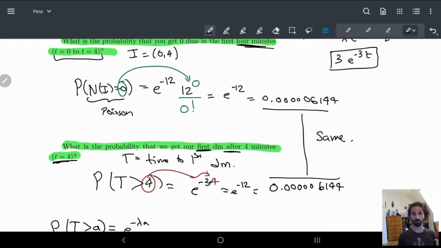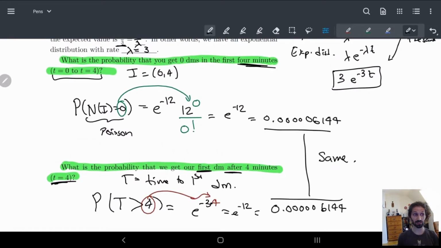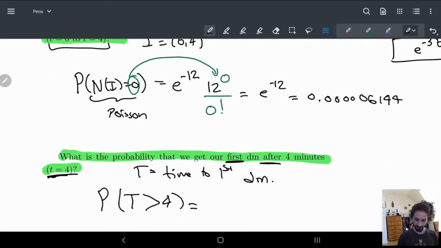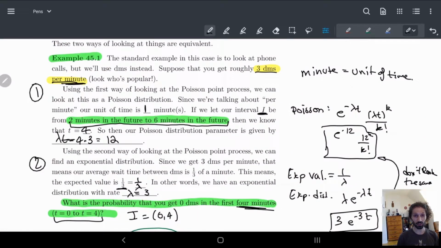Why? Well, let's think about this for a minute. Let's look at our two questions. The first one is saying, what's the probability you get no DMs in the first 4 minutes? And the second one is saying, what's the probability that you get your first DM after 4 minutes? Well, if your first DM is happening after 4 minutes, that means you've gotten 0 DMs in the first 4 minutes. These two questions are asking the same thing, but in two totally different ways. And that's why it makes sense that these numbers are the same. The difference is, and this is why I said these don't look the same, because they technically aren't the same, we have to plug in different numbers depending on how we're working with things.